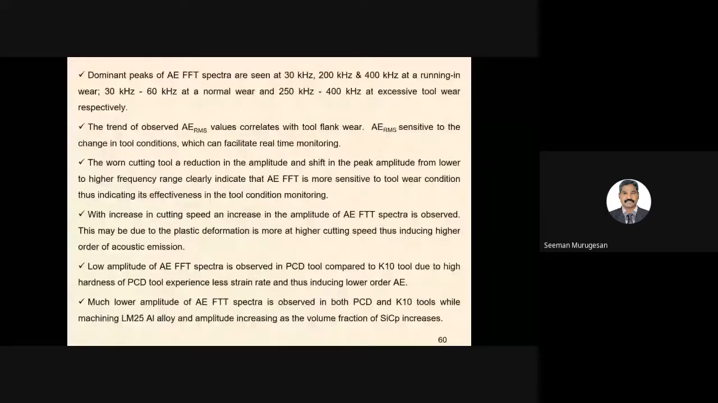With increasing cutting speed, an increase in the amplitude of the AE effect spectra is observed. This may be due to more plastic deformation at a higher cutting speed, thus inducing a higher order of acoustic emission. A low amplitude of AE effect spectra is observed in the PCD tool compared to the K10 tool due to the high hardness of the PCD tool, which experiences less strain rate, inducing a lower order of acoustic emission. A much lower order of AE effect spectra is observed in both PCD and K10 tools. While machining LM25 aluminum alloy, the amplitude increases with the volume fraction of silicon carbide. This is the references.